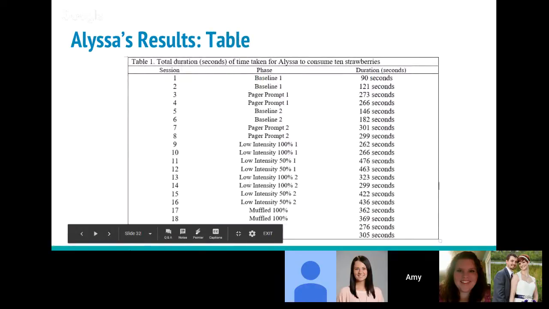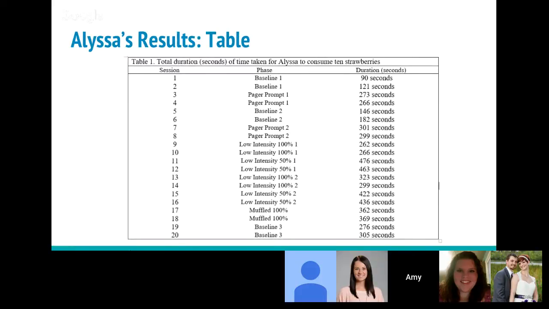This is a table for my total duration of seconds it took to eat 10 strawberries. You can see in seconds, the quickest time that it took me to eat 10 strawberries was 90 seconds. And the longest was actually within the low intensity 50%, at 476 seconds.